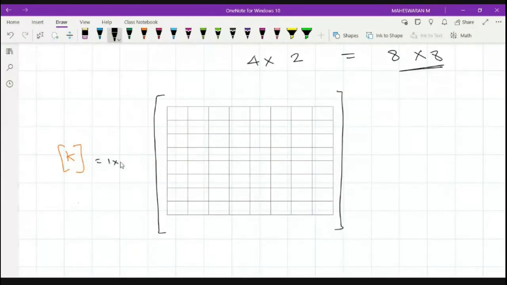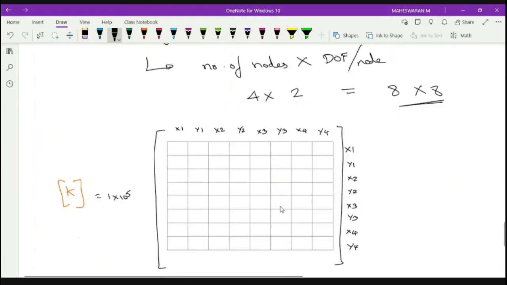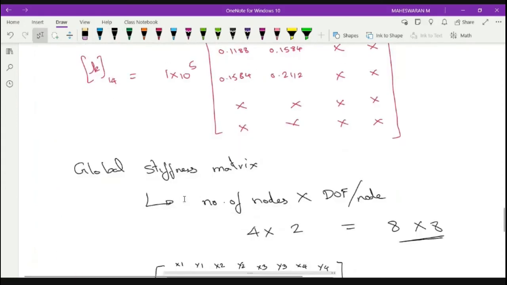And this is 1 into 10 power 5. So you know what the address for this is. It is x1, y1, x2, y2, x3, y3, x4, y4. These are my matrices. Similarly here also, I can write x1, y1, x2, y2, x3, y3, and x4, y4, representing each column and row. Okay, so just type the values accordingly.